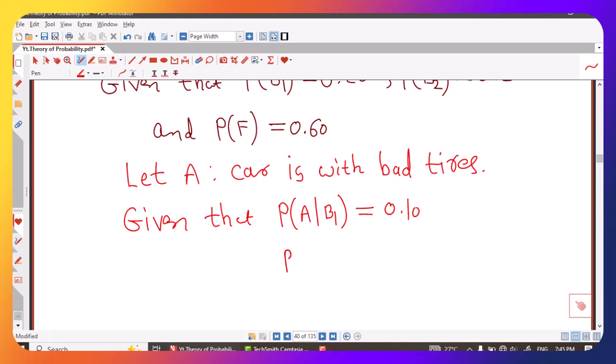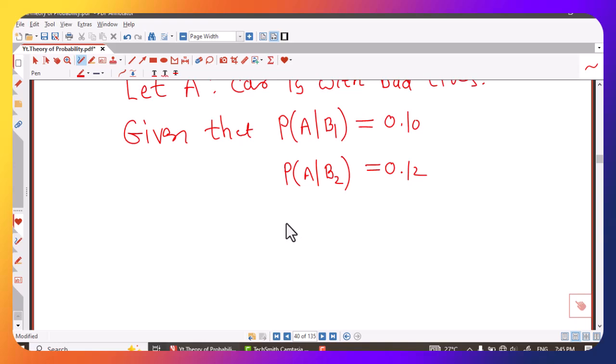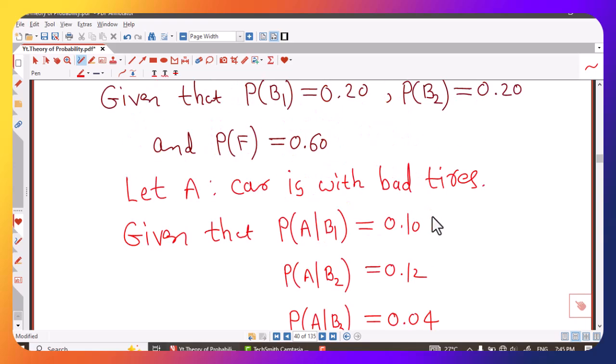Then the probability that a car rented from agency E has bad tires is 12%, that is 0.12, and we are given that the probability that a car with bad tires is from agency F is 4%, that is 0.04.